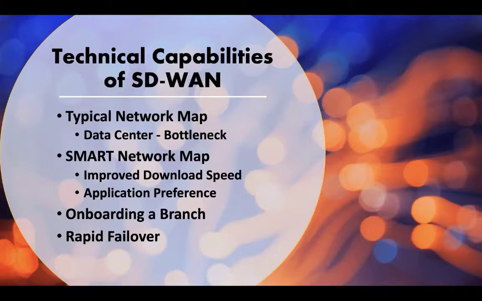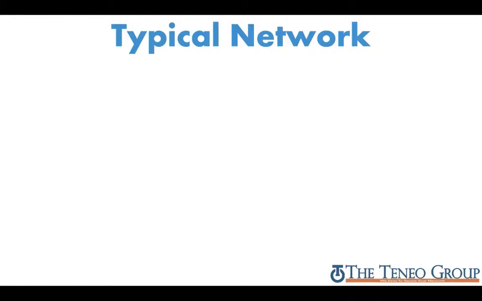So our agenda is up on the screen. We're going to talk about the typical network map. We're going to get into what a smart network looks like. We're going to show onboarding a branch, rapid failover, and also some application preferencing as well. So let's get to the discussion here.